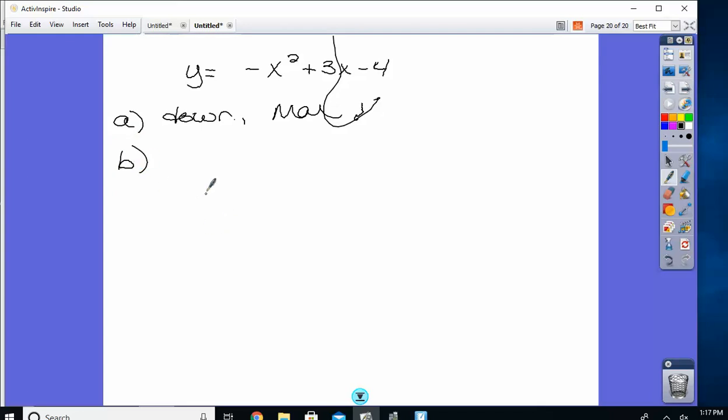How do you find a vertex? Opposite of b over 2a. That's 3 over 2. Is that my full vertex? No, you need to plug it back in. That's the x value of the vertex. Now you have to get your y, so plug that in.